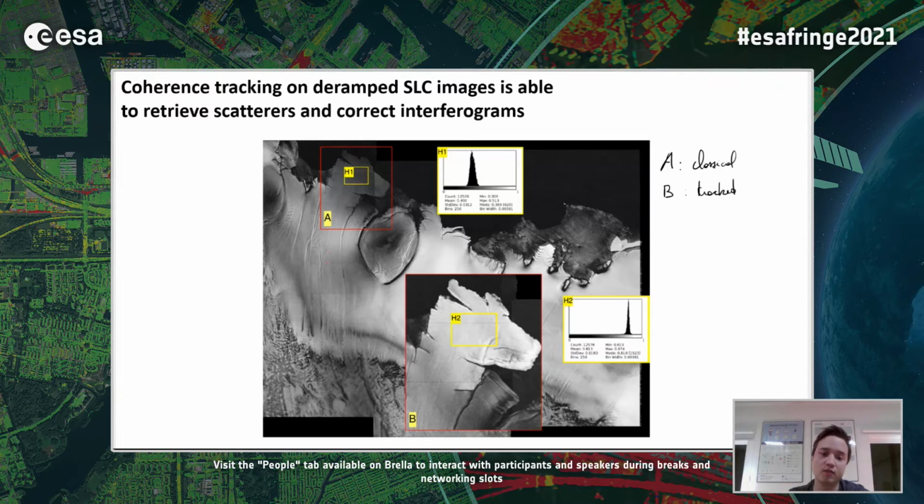And in the classical one, we can see that as the velocity increases towards the rocky glacier, you have a decrease in coherence around 0.4. And using tracked interferometry, you have a coherence around 0.81, which is quite good actually, especially if you compute the standard deviation of the displacement, which is linearly dependent on the coherence with this factor.